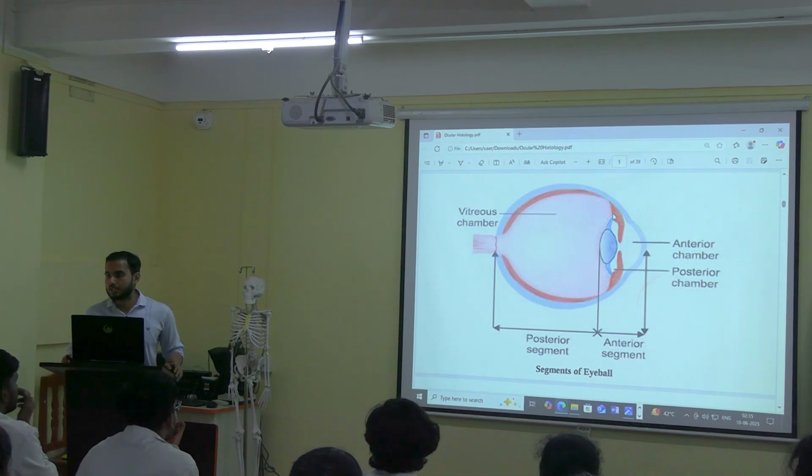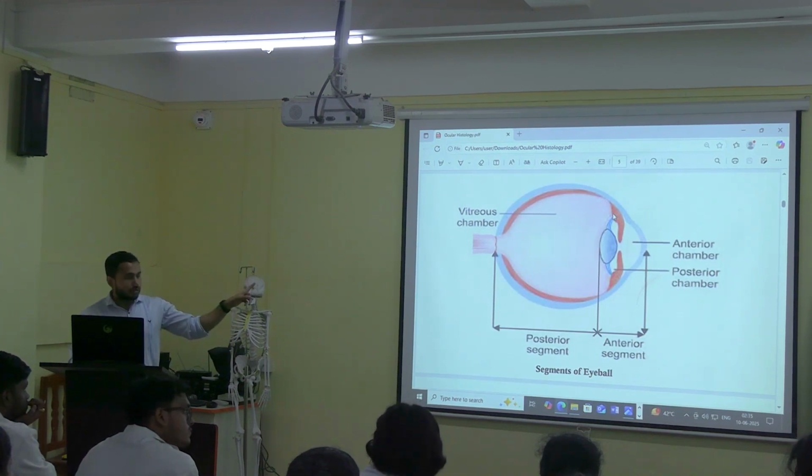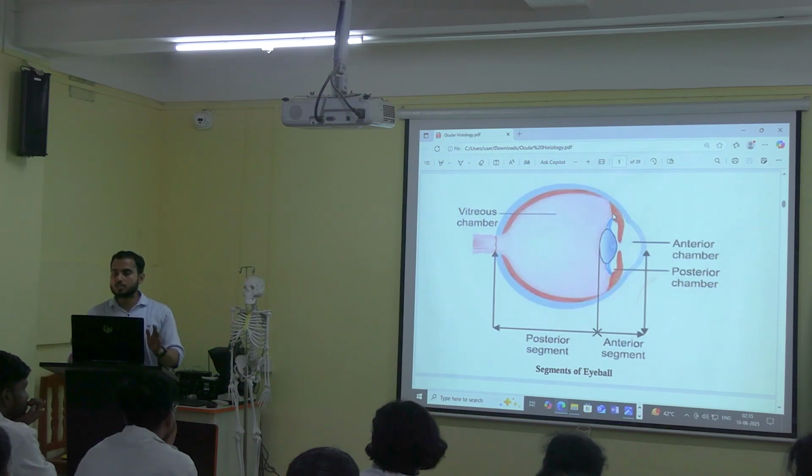These particular chambers have important clinical significance. So anterior chamber, posterior chamber, and as I said, the total two segments are the anterior segment and posterior segment.